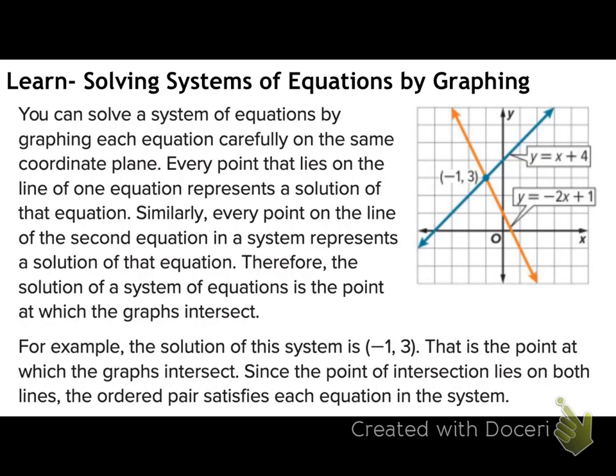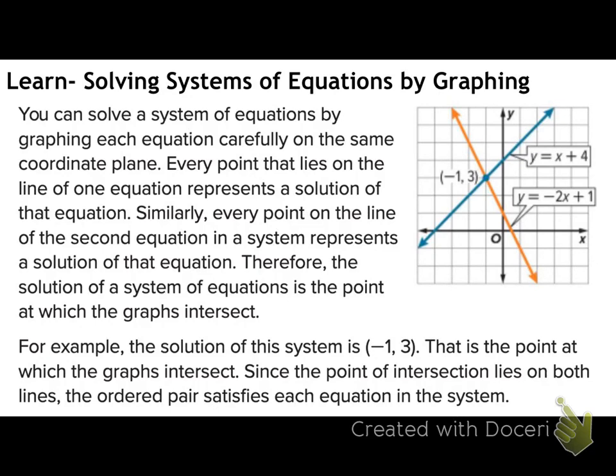Same thing for this orange line. Every ordered pair on this orange line is a solution to this equation. Everyone okay with that? Similarly, every point on the line of the second equation in a system represents a solution of that equation. Therefore, the solution of a system of equations is the point at which the graphs intersect.